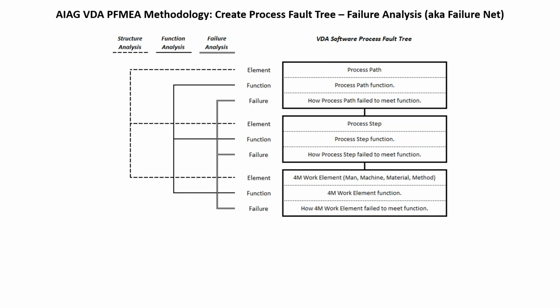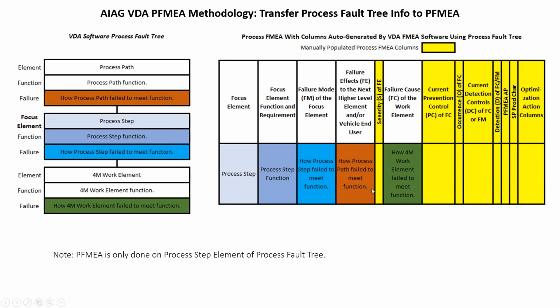So again, in the VDA software, we populate this tree, and what the VDA software does is this. The only element that you will do a FMEA for in the software process fault tree is the process step. So you're only going to do one FMEA for each process step. You won't do a FMEA on the process path, and you're not going to do a FMEA on the 4M work element. The transfer is identical to the product.